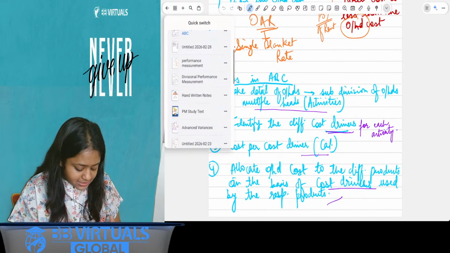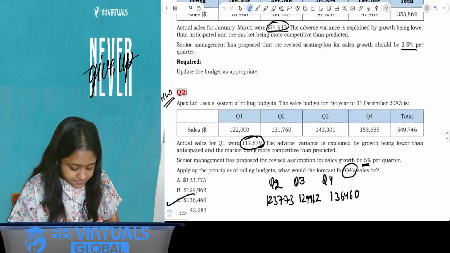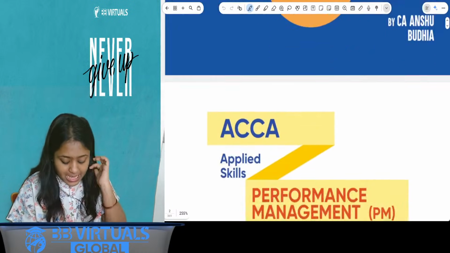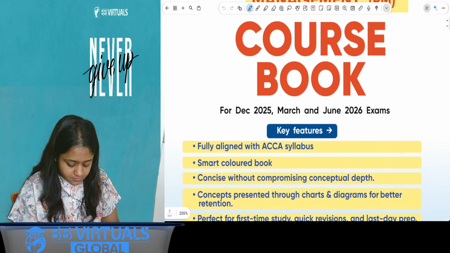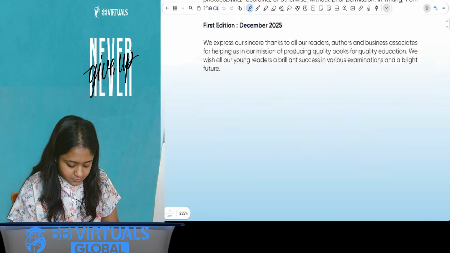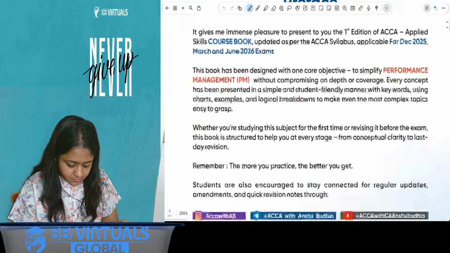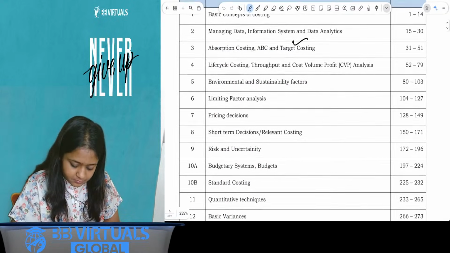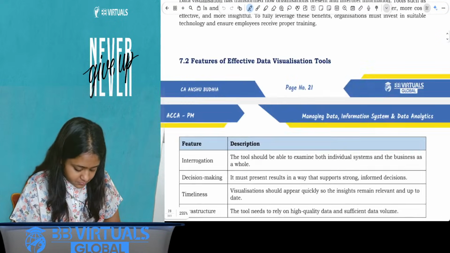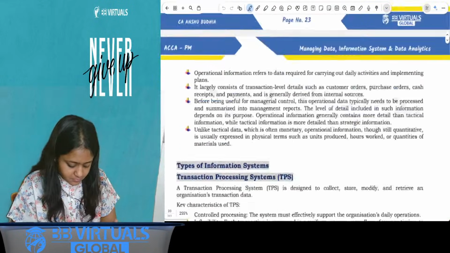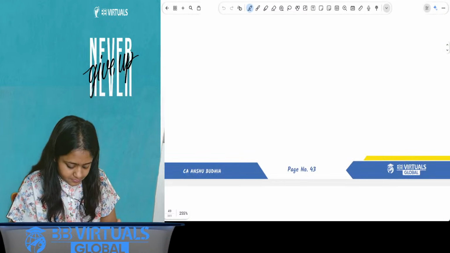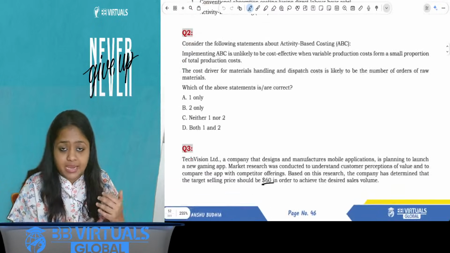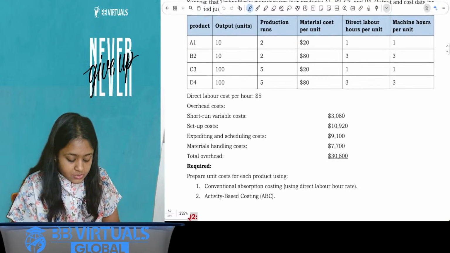So I'll open the study text and let's take up a question on this. Just a small question so that you know how we do the allocations. Okay, let's take up a quick question here and I'll explain it with the solution. So how do we do this?